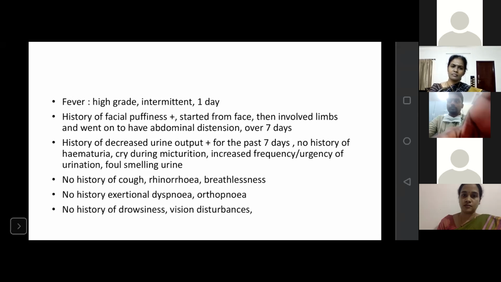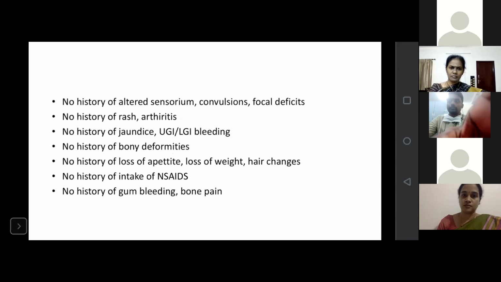There was no associated history of cough, rhinorrhea, or breathing difficulty. There was no exertional dyspnea or orthopnea. The child wasn't drowsy and didn't have any visual disturbance over this period of illness. There was no altered sensorium or convulsions or any deficits. There was no rash or arthritis. There was no yellowish discoloration of skin or sclera.